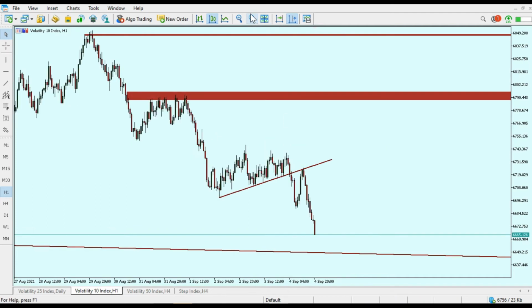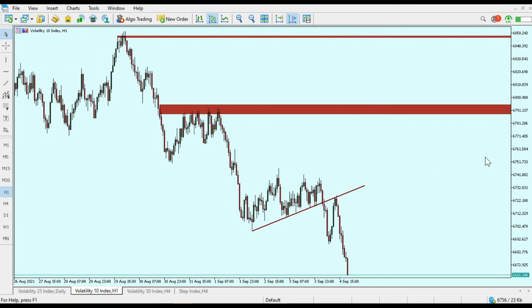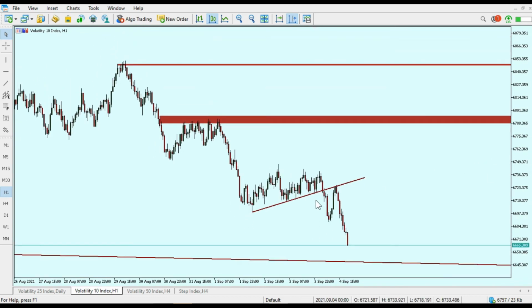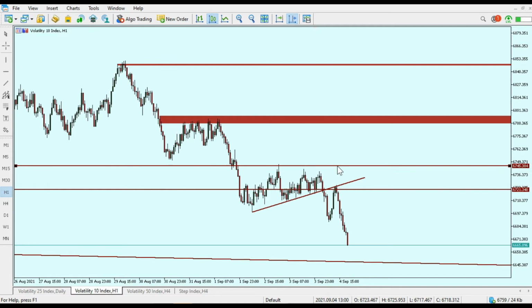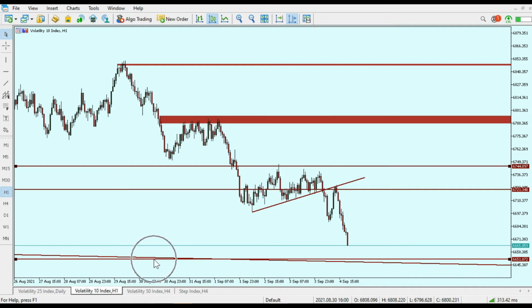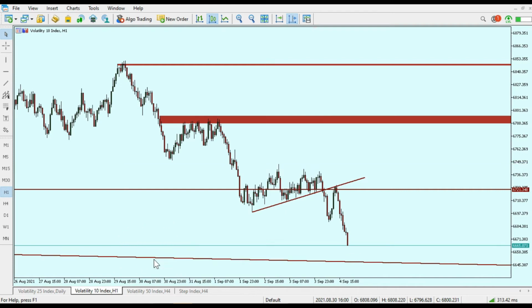This is a beautiful setup, offering a beautiful risk to reward ratio. If you probably entered here and then put your stop loss somewhere around here, and you have your take profit somewhere around here also, which is a beautiful risk to reward ratio. So yes, let's move on.